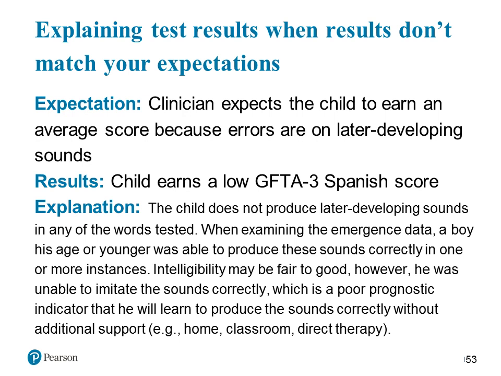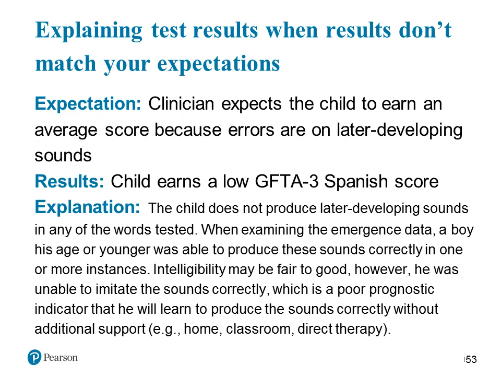When examining the emergence data, a boy his age or younger was able to produce these sounds correctly in one or more instances. Intelligibility may be fair to good, however, he was unable to imitate the sounds correctly, which is a poor prognostic indicator that he will learn to produce the sounds correctly without additional support, meaning support at home, in the classroom, or direct therapy. This is why the emergence and mastery tables are so important for you to reference when analyzing scores.